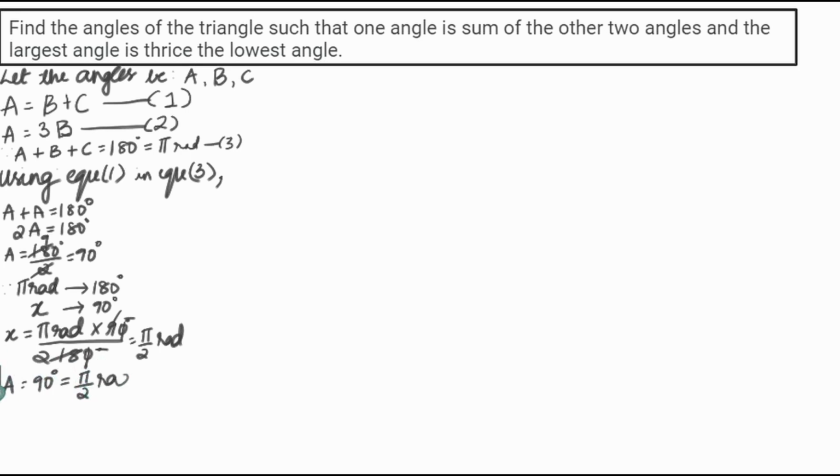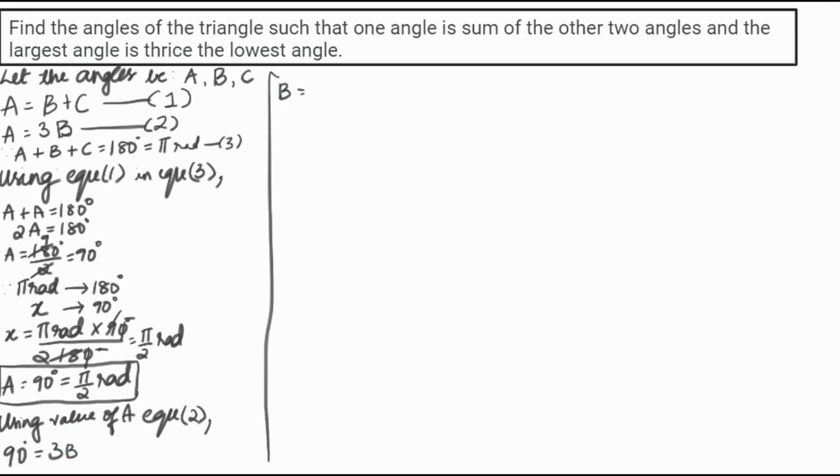So next, when we substitute the value of A in equation 2, we can find the value of B. Using the value of A in equation 2, we get, so I'll be using degrees, 90 degrees is equal to 3B. Therefore B is equal to 90 degrees divided by 3. 3 into 3 is 9, so B is equal to 30 degrees.